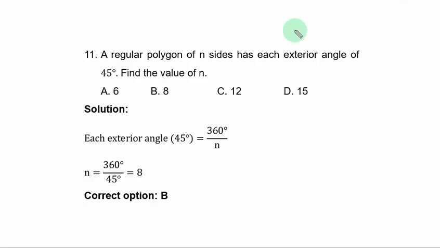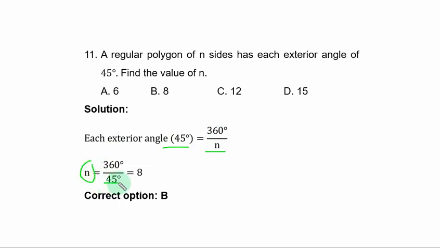Question 11. A regular polygon of n sides has each exterior angle of 45 degrees. Find the value of n. Solution. In a regular polygon, the sum of exterior angles is equal to 360 degrees. To get each exterior angle, you divide the sum by n. In this problem, each exterior angle, given as 45 degrees, is equal to the sum divided by n. If you make n the subject, you have this result.